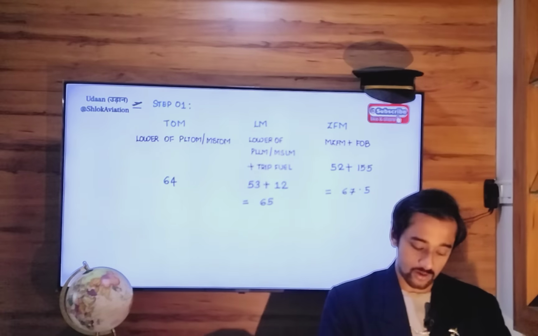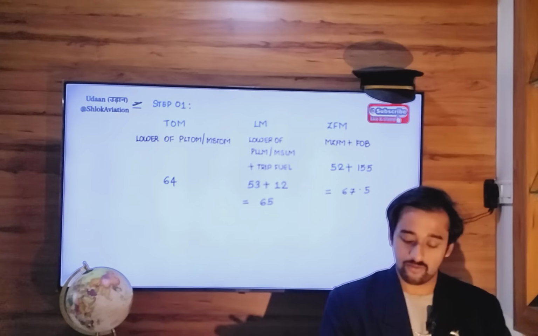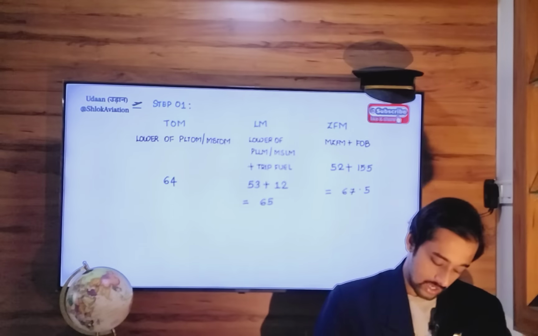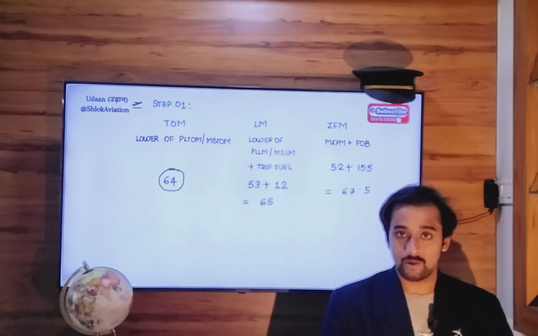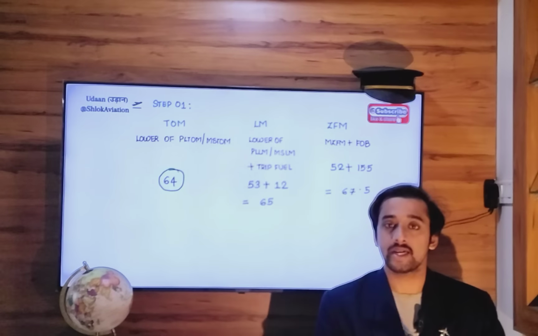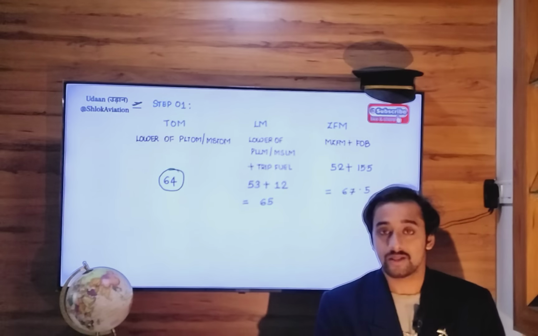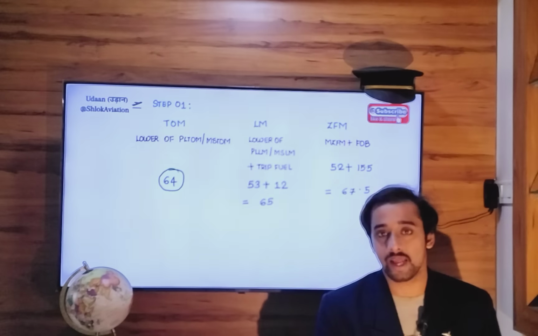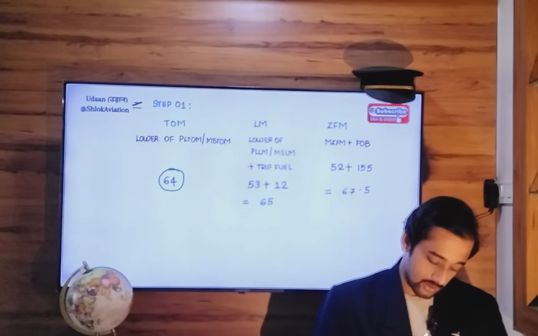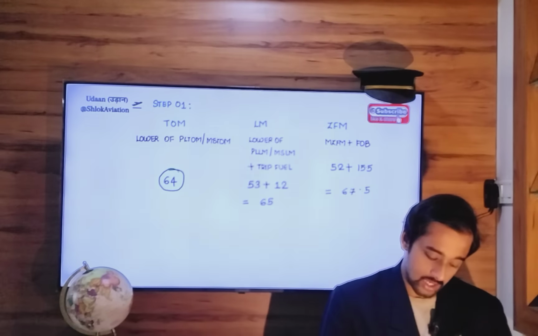So 52 plus 15.5 will be equal to 67.5. Now out of these three values, 64, 65 and 67.5, 64 is the lowest value, and therefore this value will be our regulated takeoff mass. What does the rule say? The rule states that we have to choose a takeoff value which is the lowest of all the three takeoff values. Therefore 64 becomes our regulated takeoff mass.